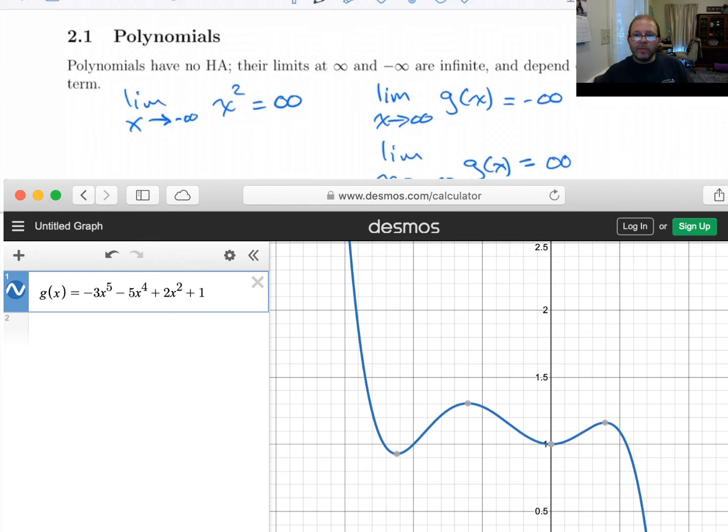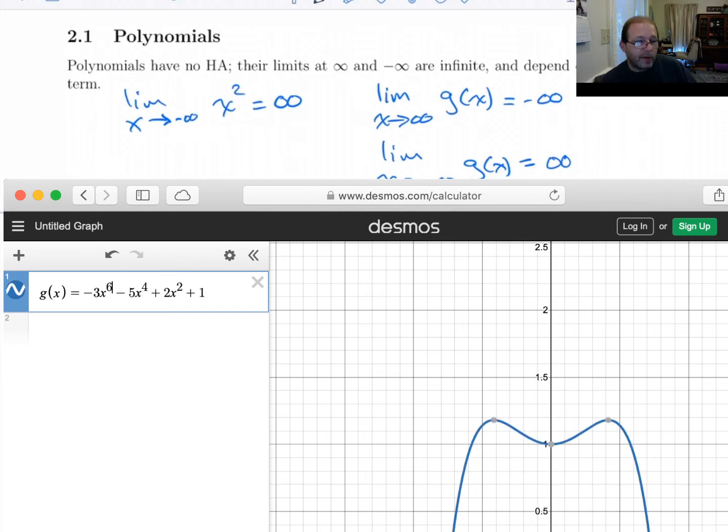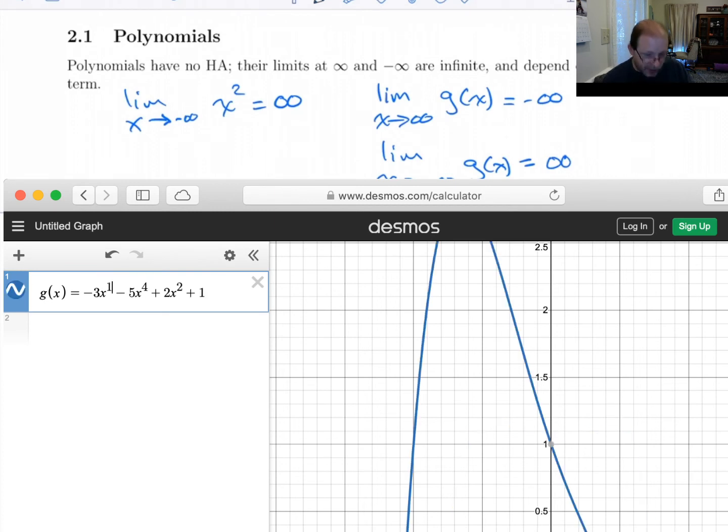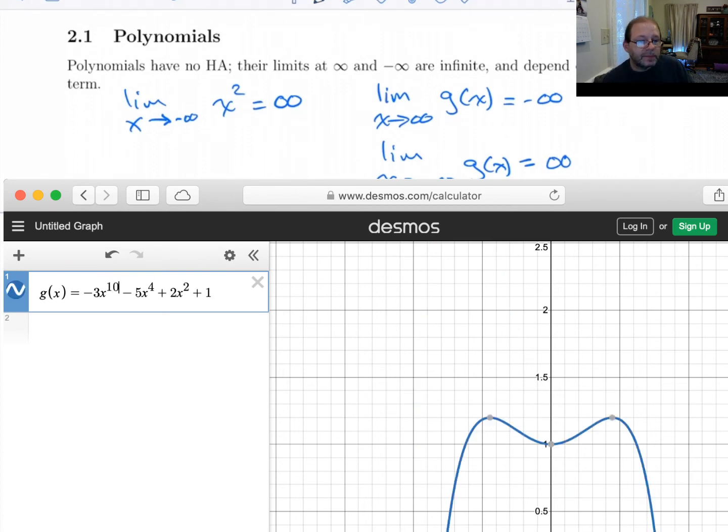The only thing that really matters there, though, are two things. This, the sign of the leading term. If I change this to an even number, notice they both go down. So on all the even numbers, both of these limits are negative infinity.